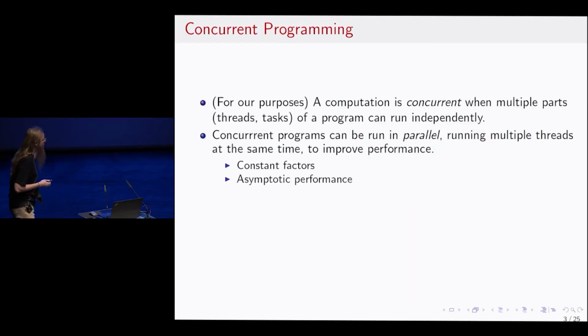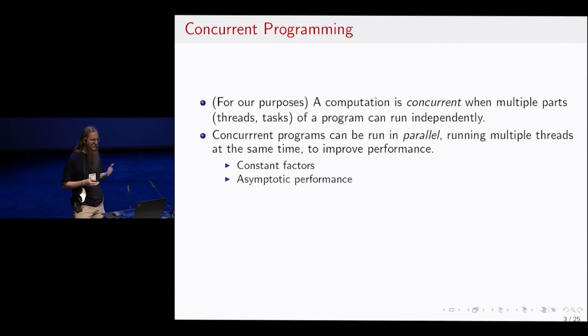So first, I'm going to briefly define some terms. I know that some of this can be controversial at times, especially what people call concurrency. For the purposes of this talk, I'm going to call a computation concurrent when multiple parts of it, which I'll usually call threads or tasks, can be run independently. This is independent of whether it's actually being run at the same time or time switching or something like this. And of course, concurrent programs can potentially be run in parallel, running multiple of these threads really at the same time, and this can improve performance in various ways, either just constant factors or also the asymptotic performance.